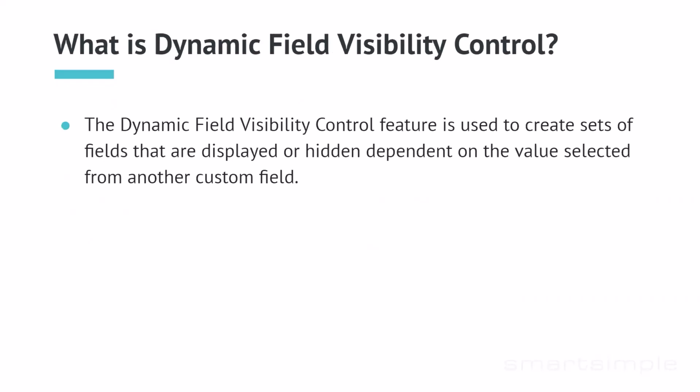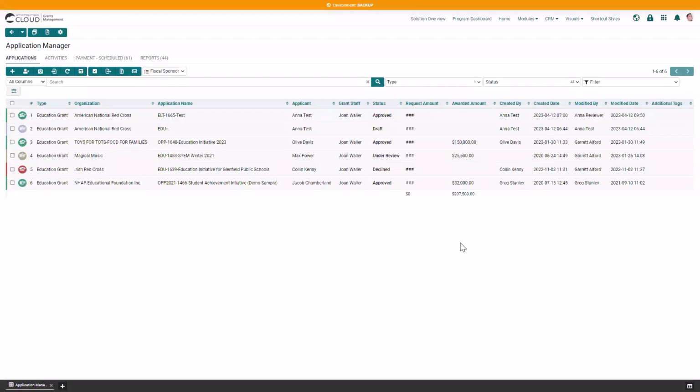The dynamic field visibility control feature is used to create sets of fields that are displayed or hidden dependent on the value selected from another custom field. Now I'll show you an example. In this example, I'm going to go to an application in one of the UTAs, or universal tracking applications, and click on the application.